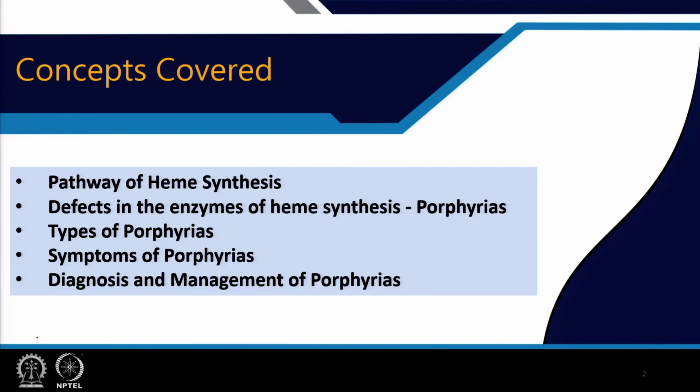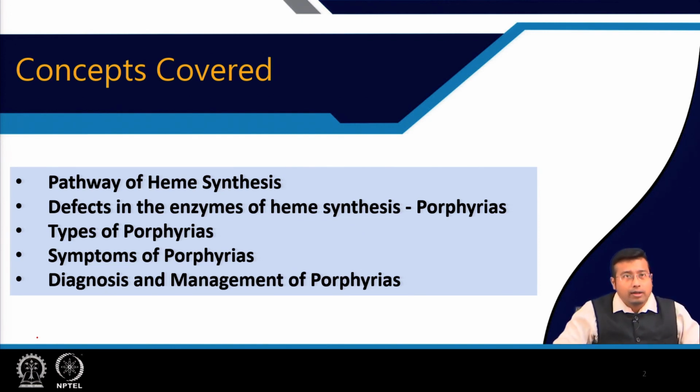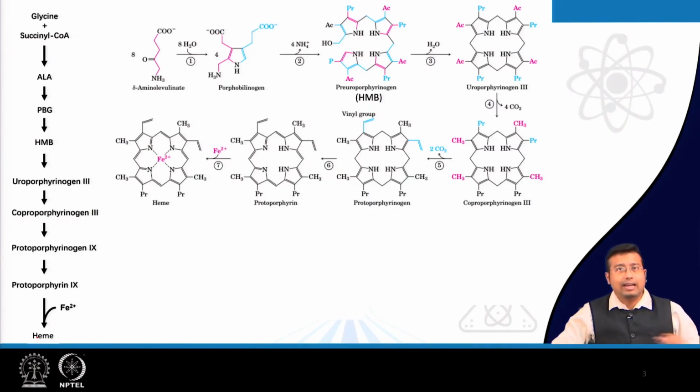you already know, we will be revising that, the defects in the enzymes that are there in the pathway of heme synthesis that lead to these diseases known as porphyrias, what are the types and varieties of porphyrias, what are the symptoms, how we can diagnose and how we can treat them, everything we will be covering in this lecture.